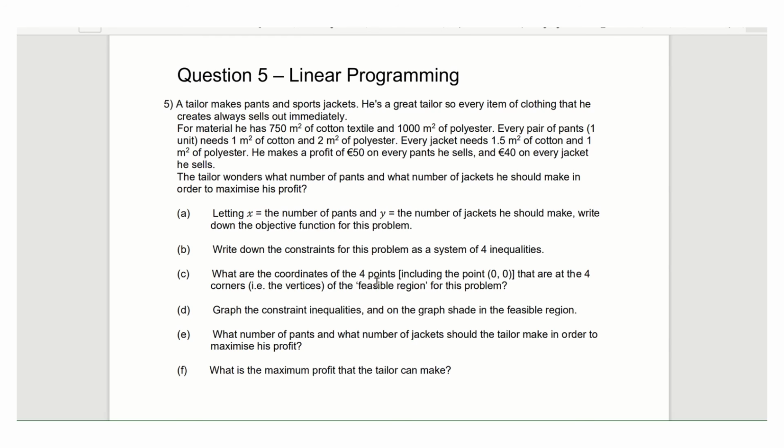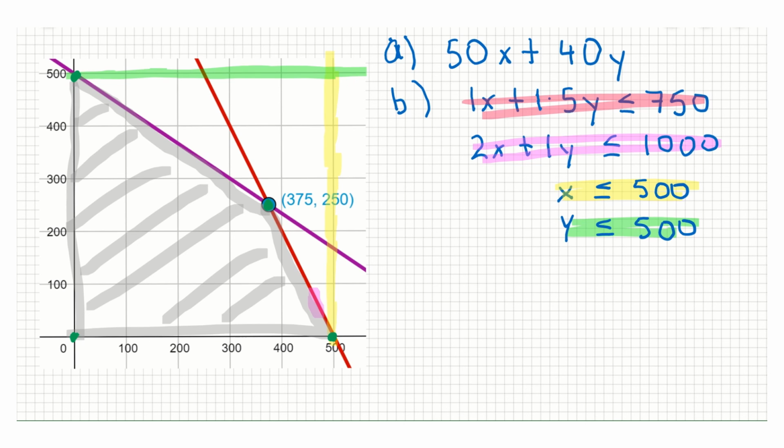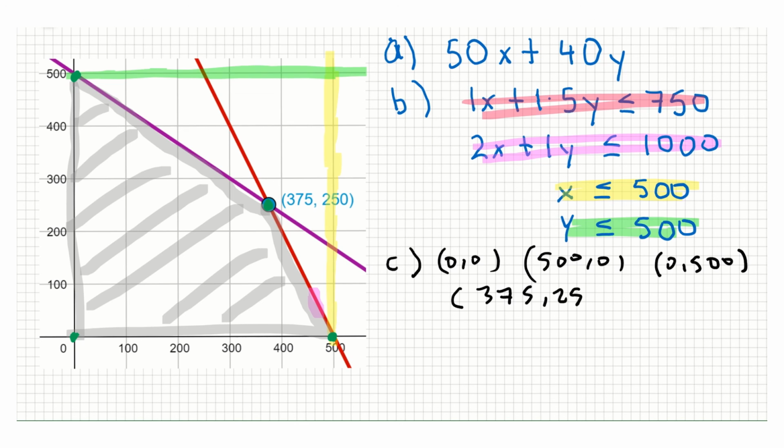So let's just go back to the question. The coordinates of the 4 points that are at the 4 corners, i.e. the vertices, of the feasible region. So the feasible region will be, it said to include 0, 0. So 500, 0, 0, 500. And I think the most important one is 375, 250.